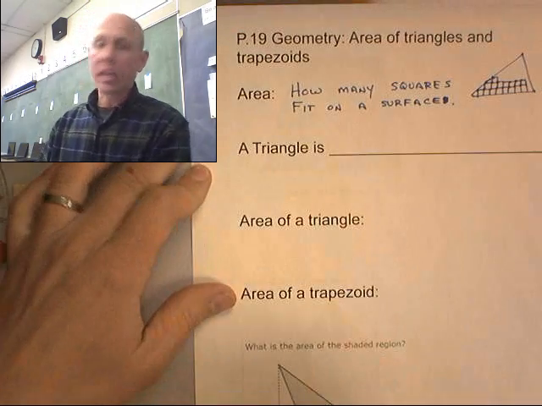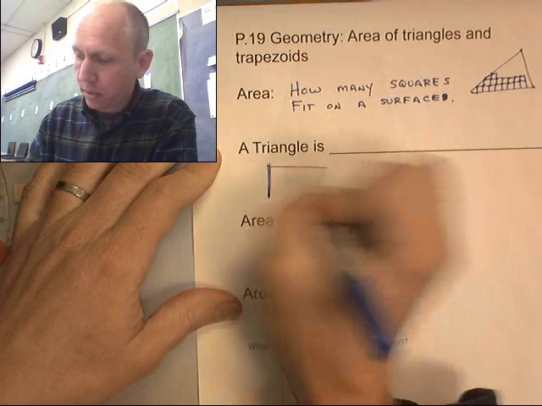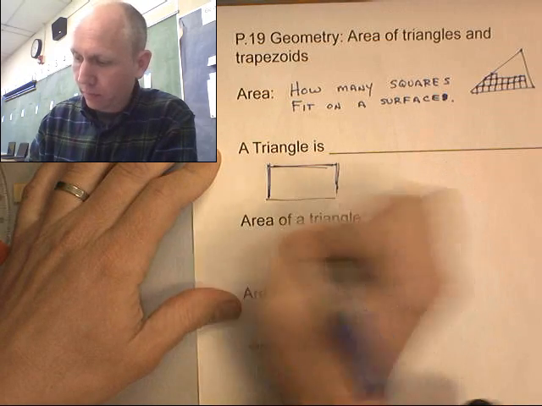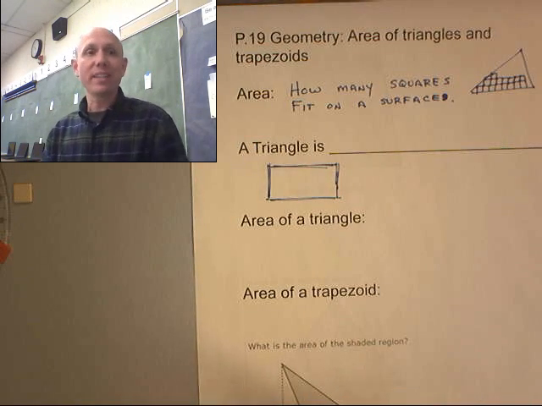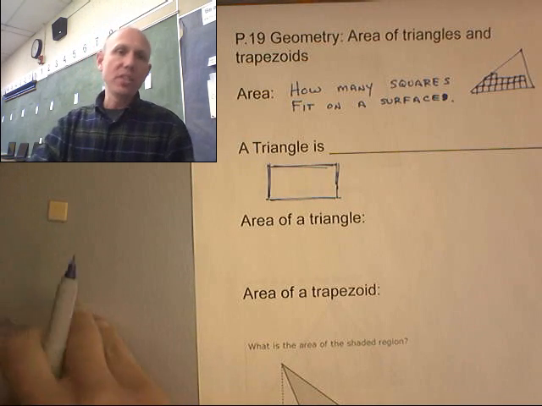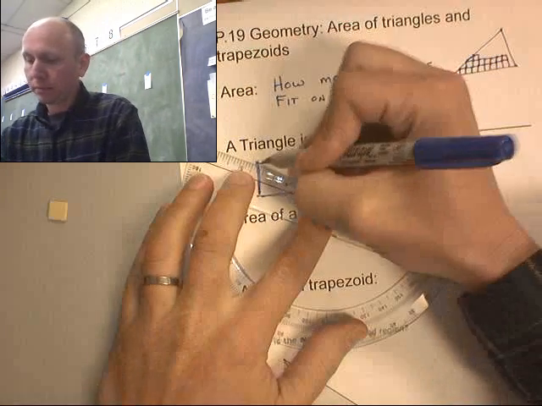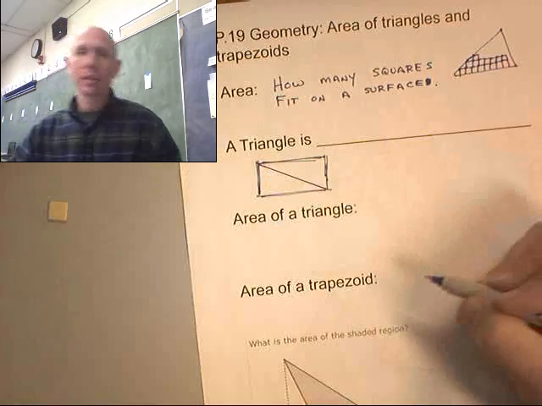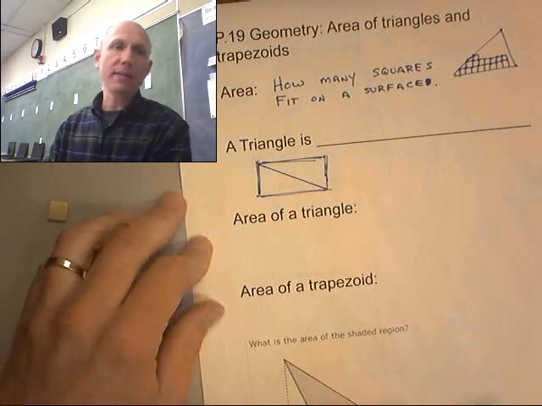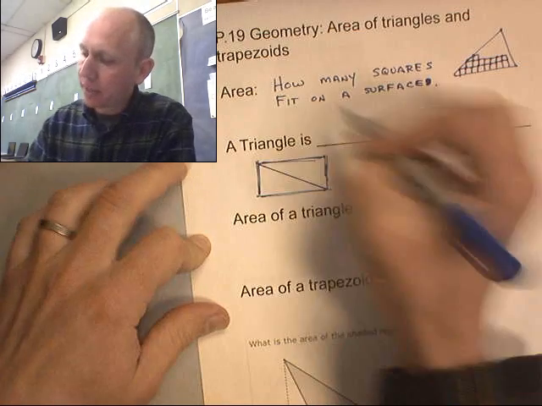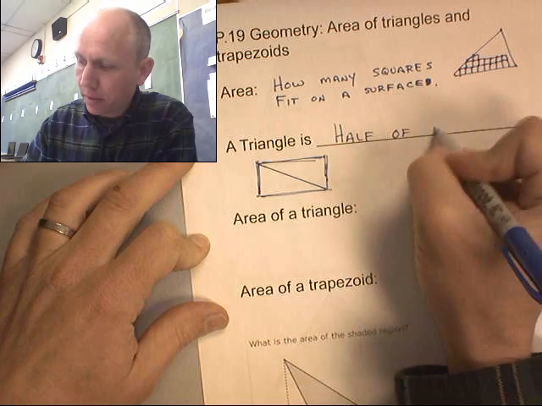I want you to think about what a triangle is. A triangle is, I'm going to draw a picture here. Actually, let me draw a picture of a triangle. There. Is that a triangle? No, that's not a triangle. Mr. Barr, no, that's a rectangle. Yes, that's a rectangle. But I want you to see this. Ready? A triangle is half of a rectangle. If I take a rectangle and cut it in half, I get a triangle.